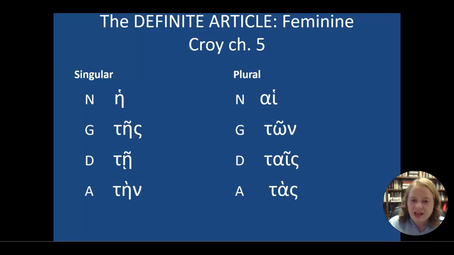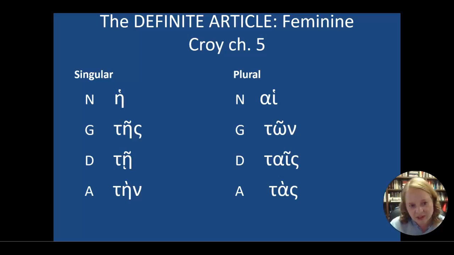In the plural, you have hai, as the nominative, that's the subject. That's the one to pay most attention to. In the genitive, you have tōn, which is great because that's going to be true in every gender. You have in the dative, tais. And in the accusative, you have tas. We'll talk about these more in class because there's some things that can help you with them a little bit.